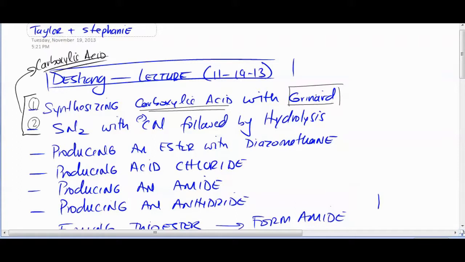What did we react the Grignard with? CO2. That's right. CO2 followed by what? Water. That's right. All right.